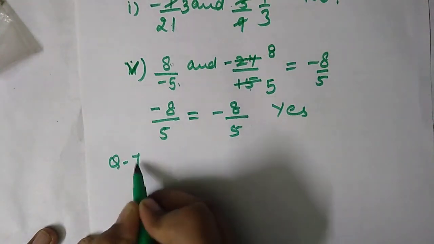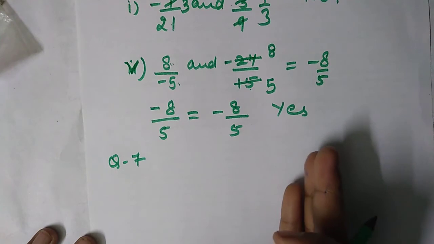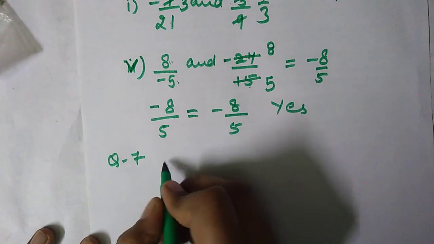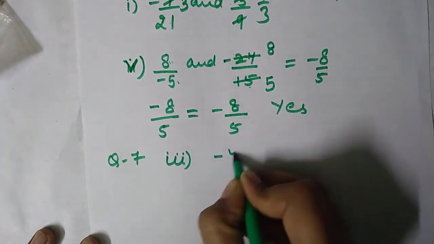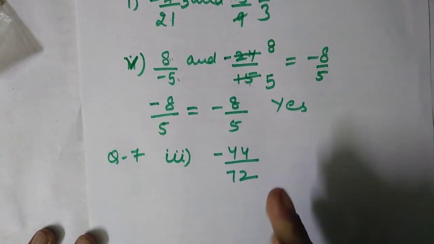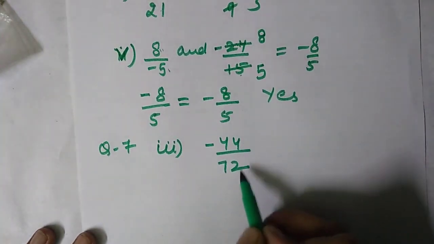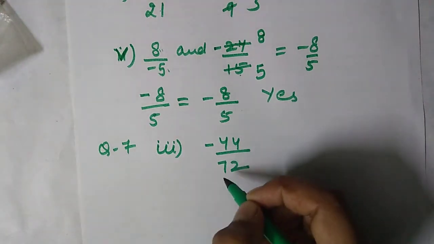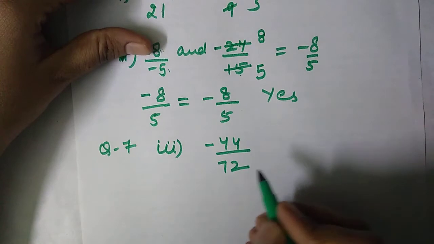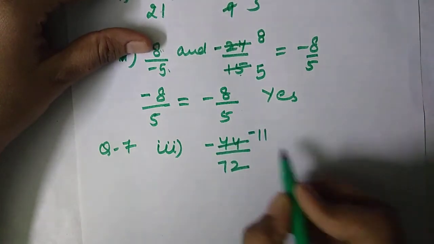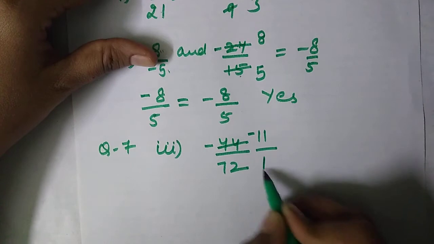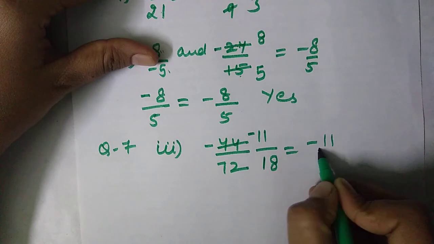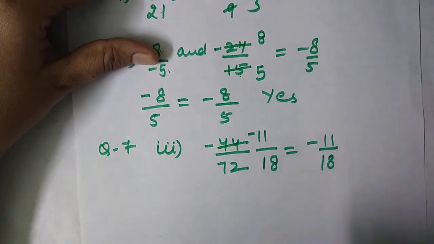Now come to 7. In question number 7, you only have to write the rational number in simplest form. Let me take the third part: minus 44 over 72. You have to write the number in simplest form. Now they get cancelled with 4. Or you can cancel them with the table of 2 also, but I am cancelling here with 4. So this is minus 11 and this is 18. So the simplest form is minus 11 over 18. This is question number 7.